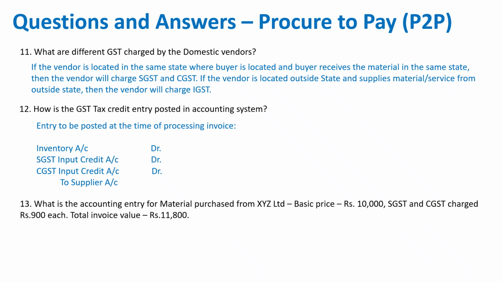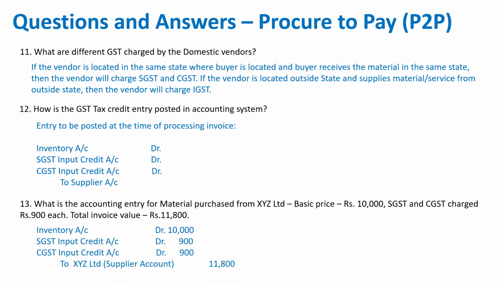Question number 13. What is the accounting entry for material purchased from XYZ Limited? Base price is 10,000. SGST and CGST charged rupees 900 each, and total invoice value is 11,800. So here is the entry. Inventory account debited 10,000. SGST input credit 900. CGST input credit 900. Credit to the supplier account, that is XYZ Limited, 11,800. And here, if you are not allowed to take credit, then 900 plus 900, 1,800, will be added to inventory cost. So inventory will be debited 11,800 if you are not eligible to take the GST credit.